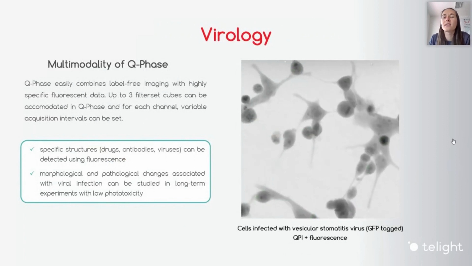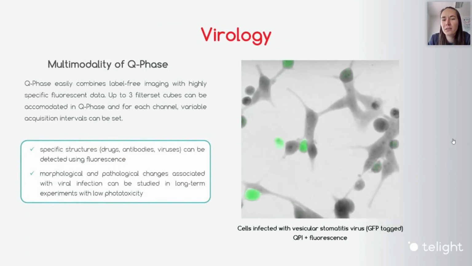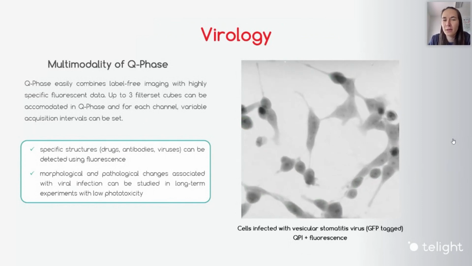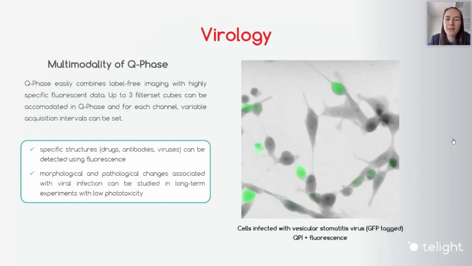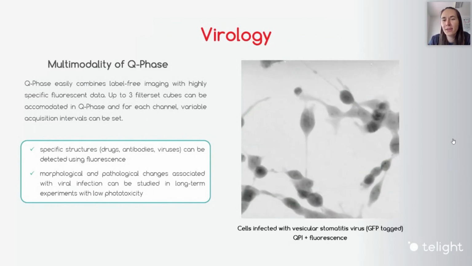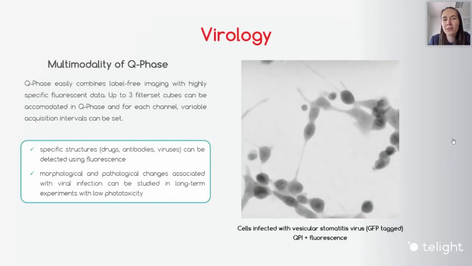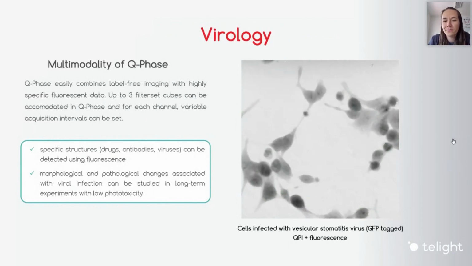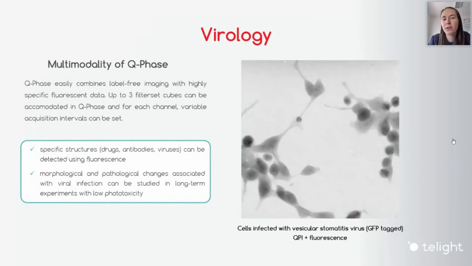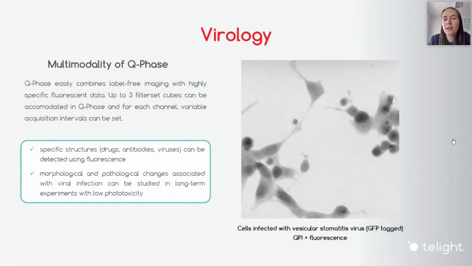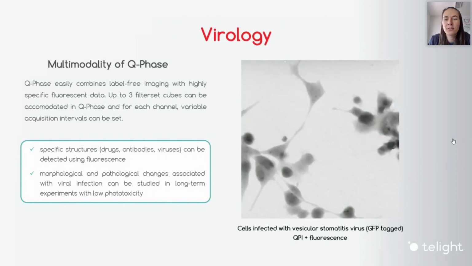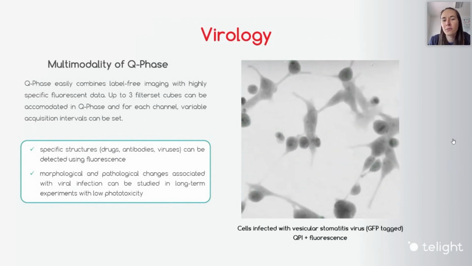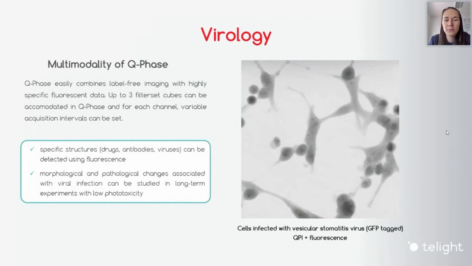And another example of combining QPI and fluorescence data is this video, which shows the multimodality of our microscope. Even though it seems that the cells are blinking in green, actually this is just different acquisition intervals for the QPI and fluorescent module or camera. So here we are monitoring cells that were infected with a virus, and the virus carries the GFP tag. So the cells that give a positive green signal are the ones that were successfully infected with the virus.